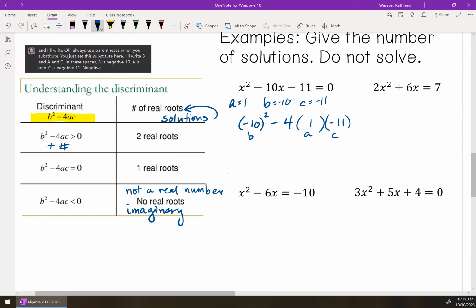Negative 10 times negative 10 is 100. And then negative 4 times 1, that doesn't change anything, but negative 4 times negative 11 will be positive 44. So my discriminant is equal to 144. Since I got a positive number, I can say that there's two real roots.